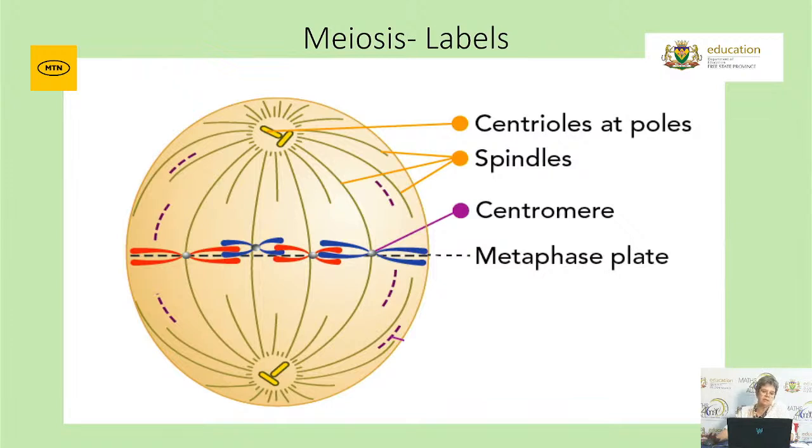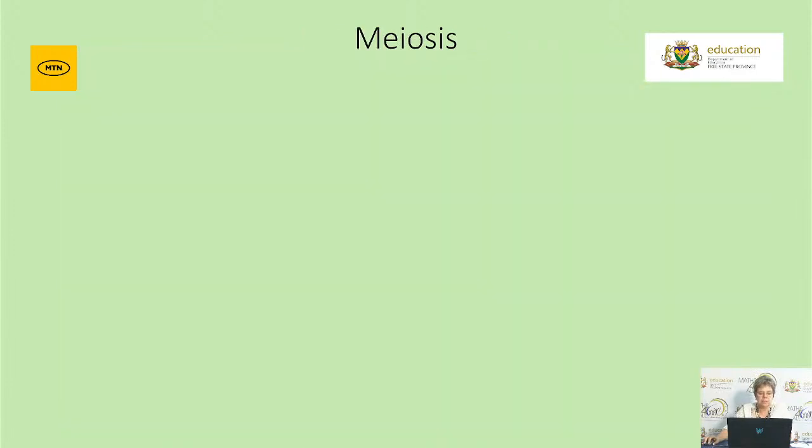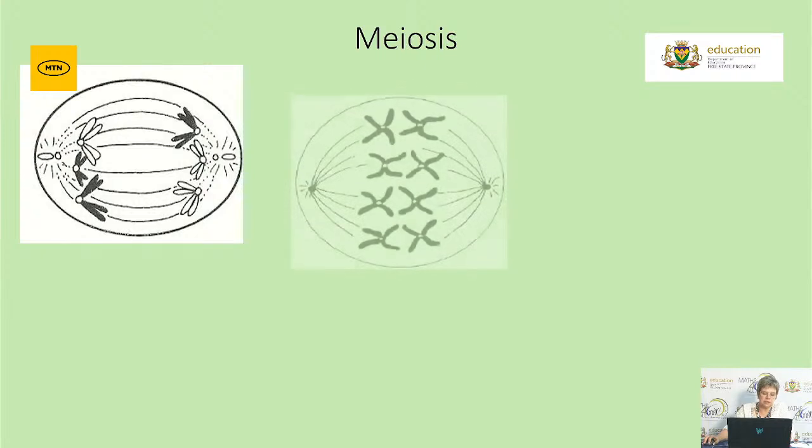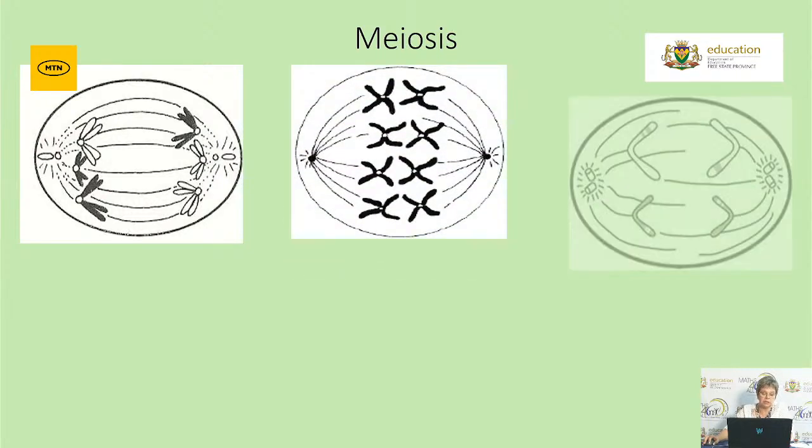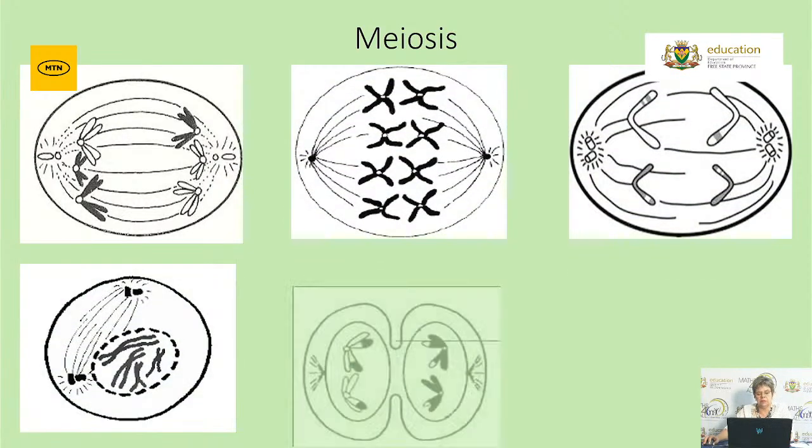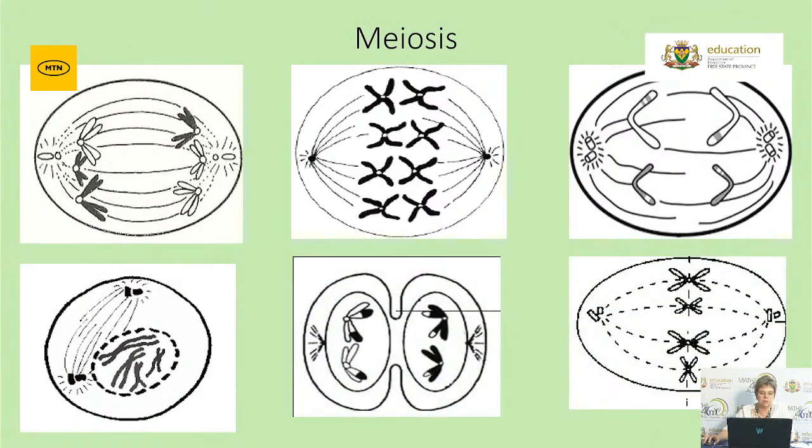Furthermore, you must be able to identify the centriole, the spindles, the centromere, and the phase that is represented here. And also, you must be able to explain the function of the centriole and the spindle fibers and the centromere in metaphase. Then in meiosis, you must be able to identify the different phases, if I can quickly show you there.